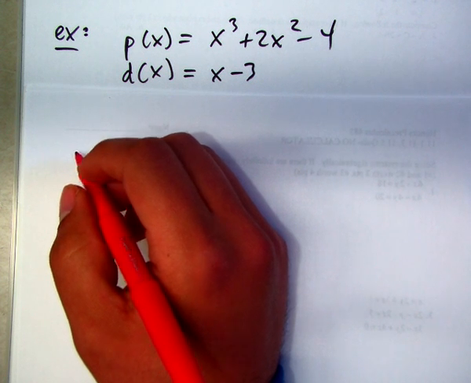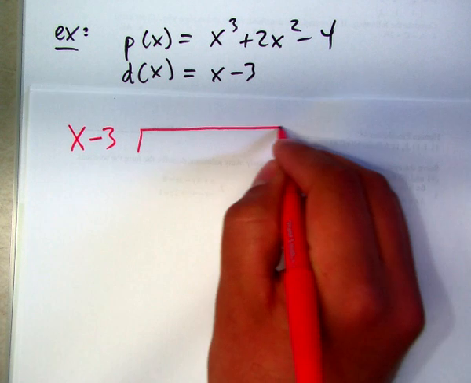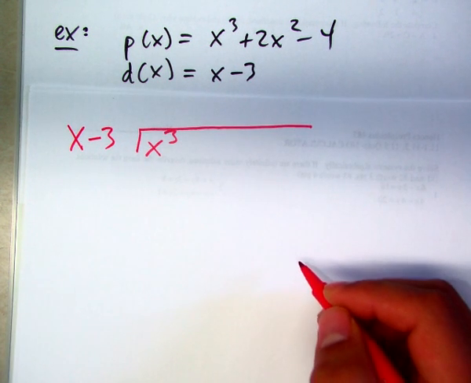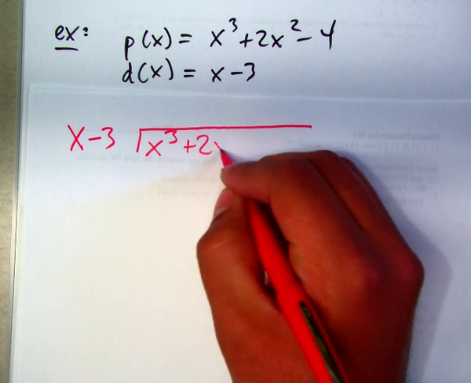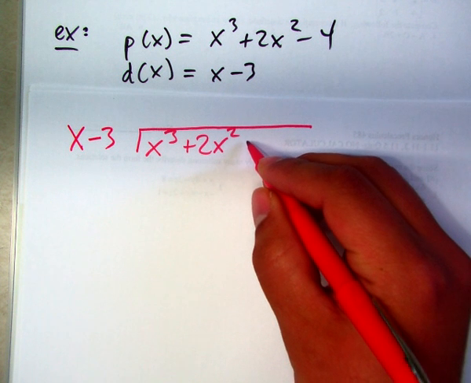Let's divide. You guys remember this, right? X cubed, is it squared? Isn't it supposed to be squared? Plus 2x squared. What do we need after this? Plus 0. Good. Minus 4.